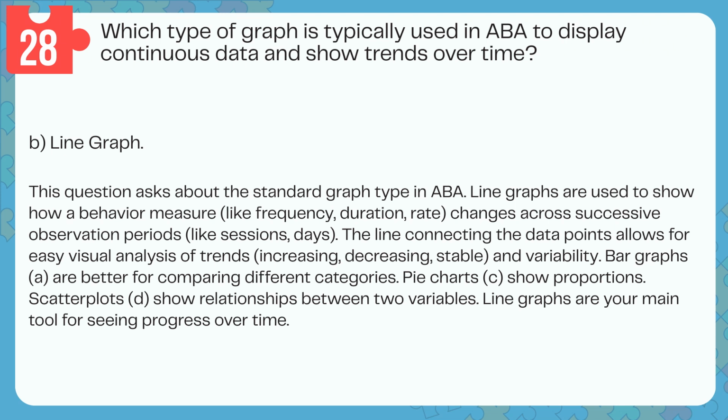Bar graphs, A, compare different categories. Pie charts, C, show proportions. Scatter plots, D, show relationships between two variables. Line graphs are your main tool for seeing progress over time.